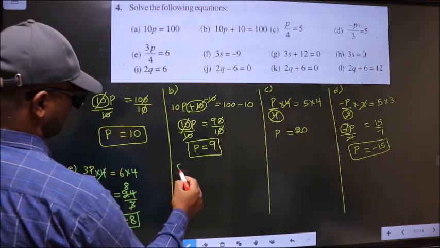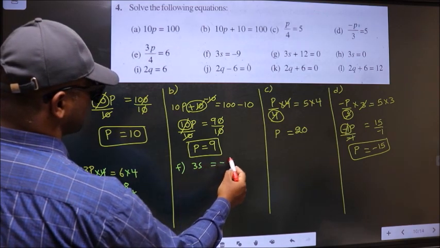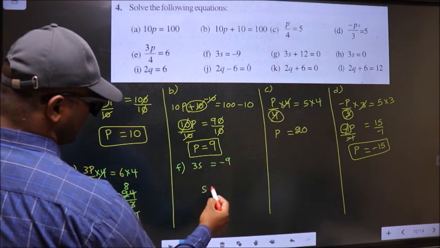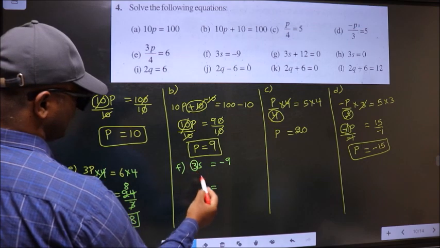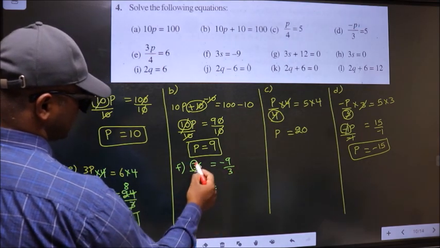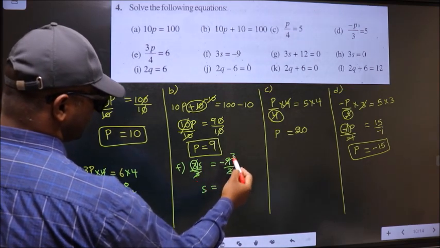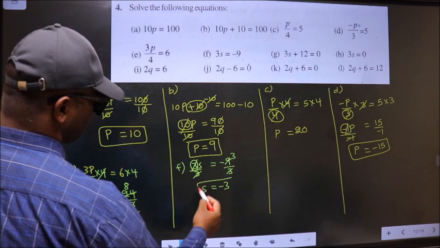Next, F. 3s equal to minus 9. To get s value we should remove 3. To remove 3 we should divide by 3 on both sides. So this cancels out s, and here 3 ones are 3, 3 threes are 9. s equal to minus 3.